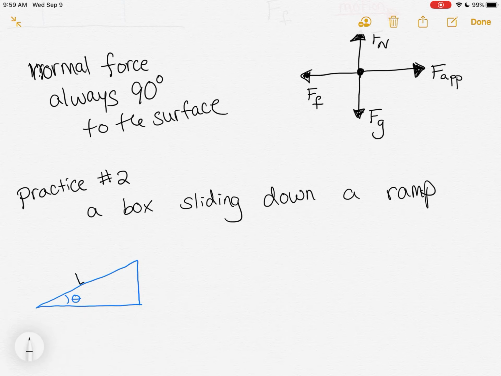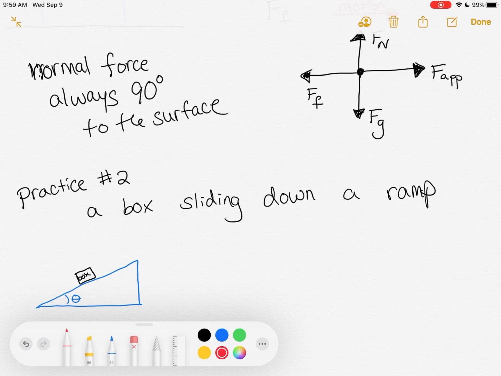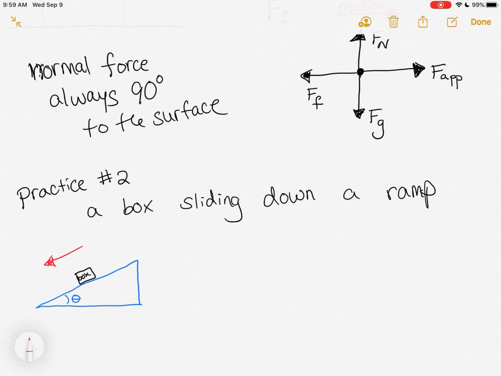And I know we have a box. So this is our box on the ramp, and it's meant to be sliding down the ramp. So that means we know that the motion is going in this direction. Okay, so we have this box sliding down the ramp. So that's our system diagram. That's all we know about our box. There's no hands. It didn't mention anything about anybody pushing it down the ramp. It's just a box that's sliding down a ramp.